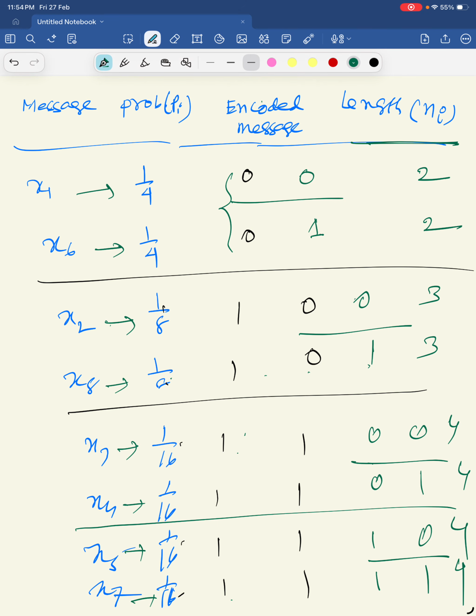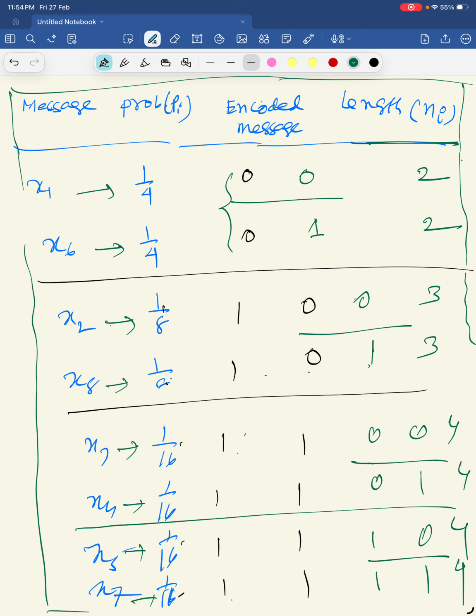Now based on this table we will make some calculations. These calculations are most important. So what are the calculations? We will go for the average code length. This is the code length for the individual messages. So now we will go for the average code length. So we can summarize it.